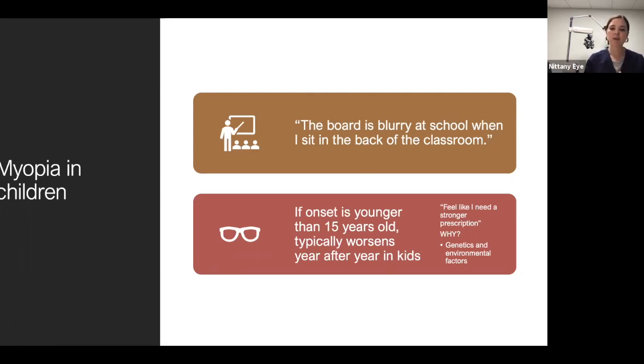This is because typically when the onset of myopia is younger than 15 years old, it goes through that period of time where it gets worse and worse. And as far as why this happens, we don't totally understand the full complexity of it. Part of it is genetic. Part of it seems to be environmental. And some of it, to be totally honest, seems like luck of the draw, a little bit of random nature to this.